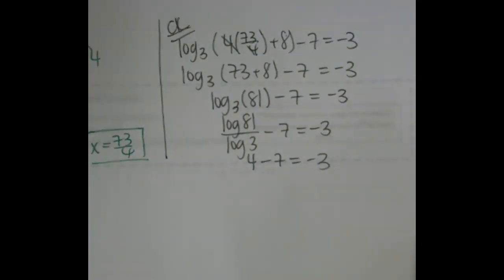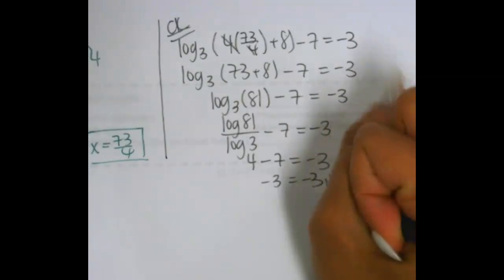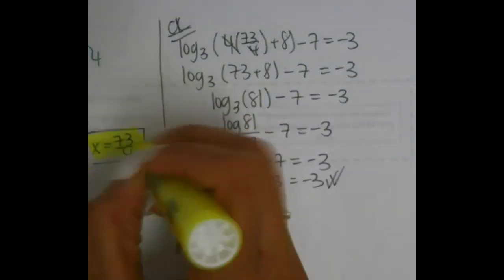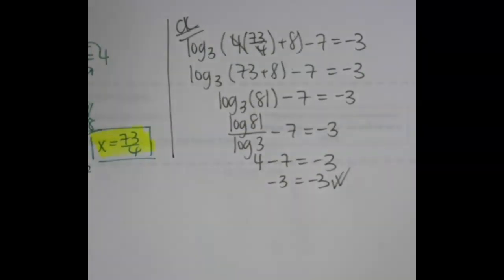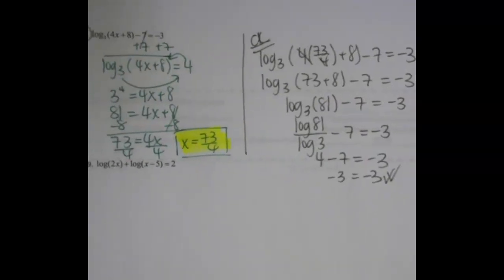Is 4 minus 7 negative 3? Yes, negative 3 equals negative 3. That's what I want to see. What that tells me is that 73 over 4 is in fact your solution. That would be your answer. Questions or concerns? All right, try question 10. I'm about to start it off with you, but I want you to try question 10 first. Start it off.